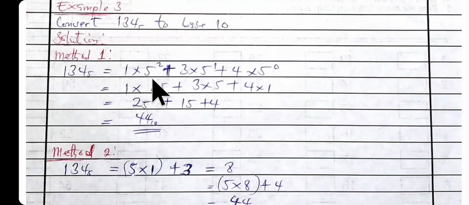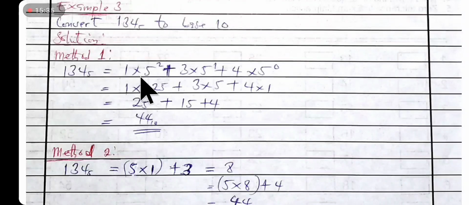1 times 5 plus 3 times 5 plus 4 times 5. Then we start putting the power from the right hand side of the base, which is 0, the next one is 1, the next one is 2. Now, the common mistake here is that sometimes students tend to put the power on the digits, either 4, 3, or 1. No, the power is only on the base of the number. The base is 5, so that is where we put the power.